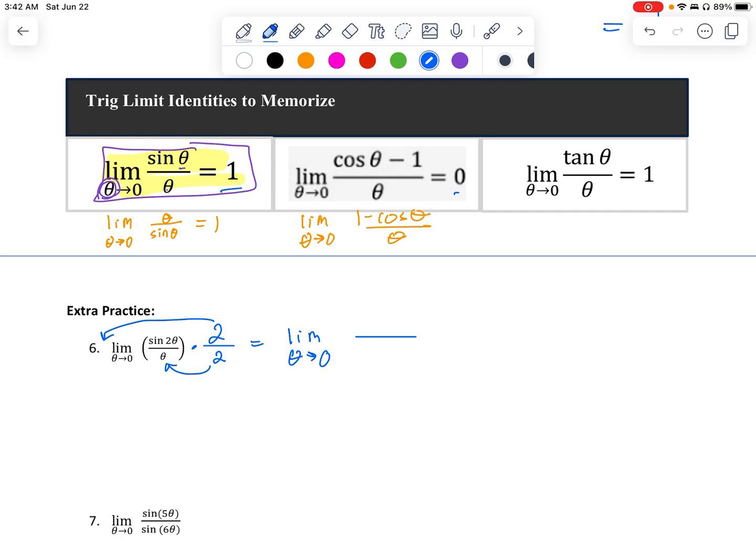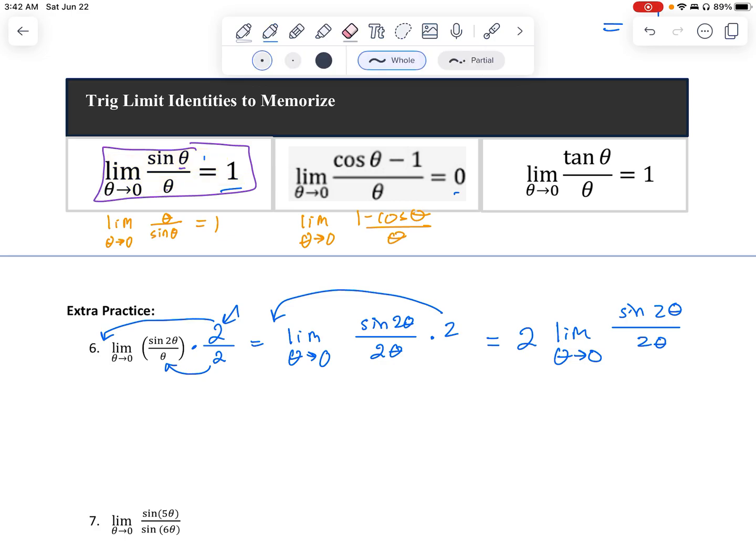So I get 2 theta in the denominator and sine of 2 theta in the numerator, and I still have this times 2 from here. But that 2 is a constant, and the limit law says I can bring a constant out in front, which gives me 2 times the limit as theta goes to 0 of sine of 2 theta over 2 theta. Now this limit looks a lot like this one. The only difference is that I have 2 theta instead of 1 theta.